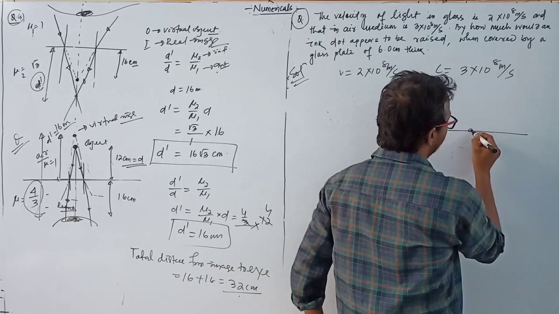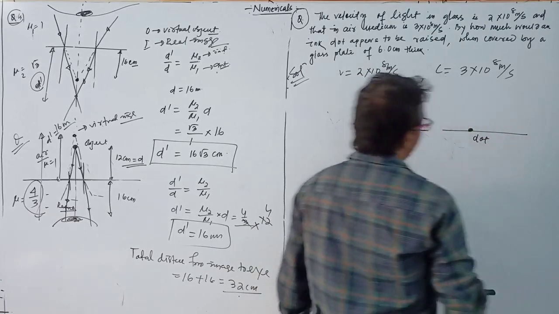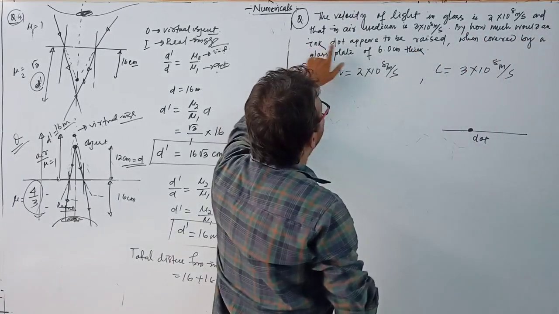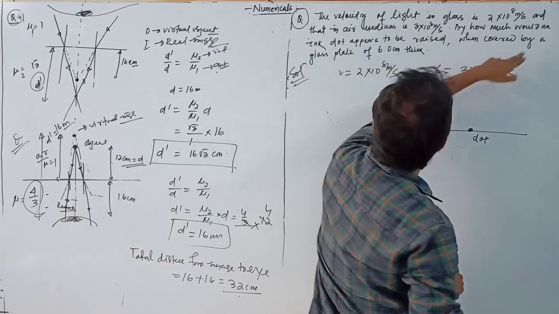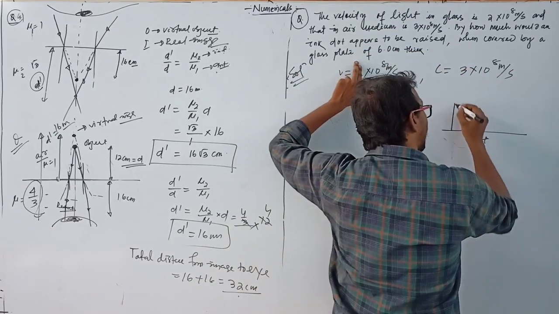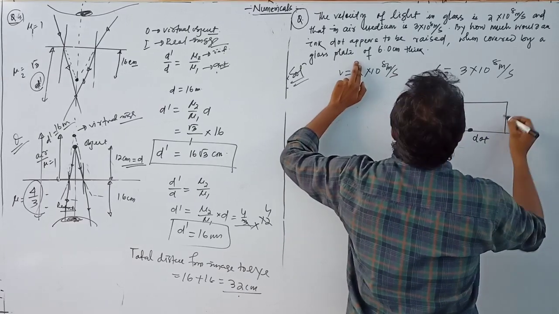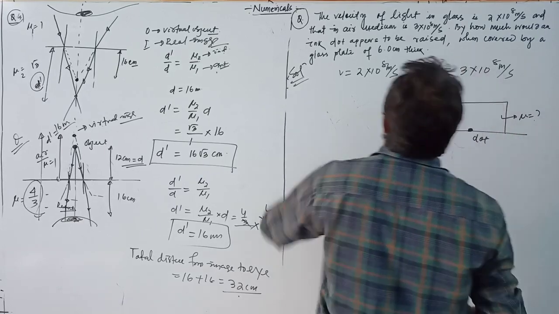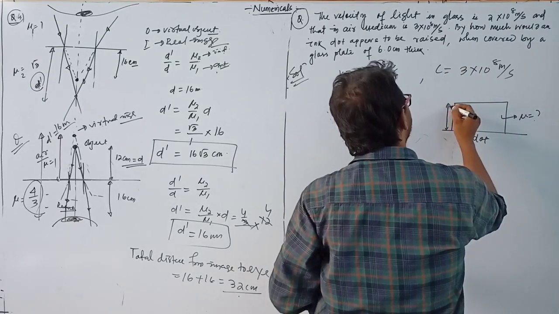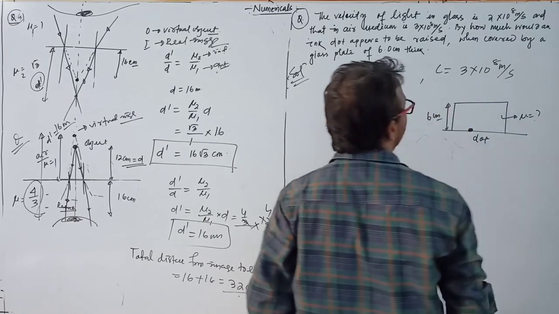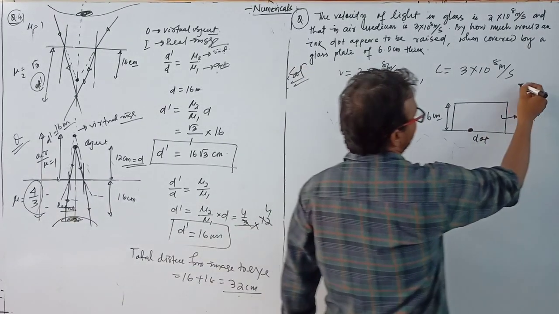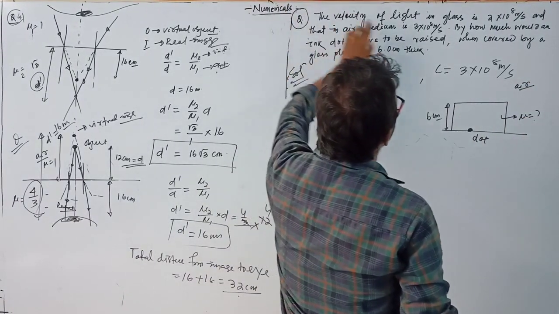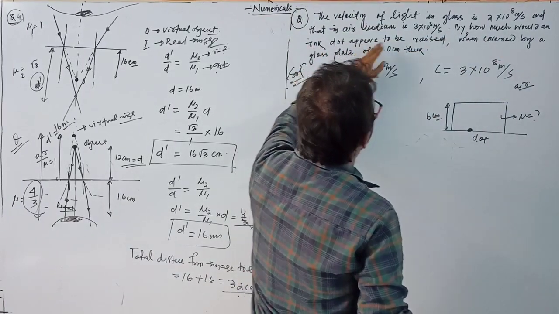That means there is an ink mark or dot point, and if we cover it with a glass slab, by how much would the ink dot appear to be raised? If we cover it by a glass plate like this, first we have to find its refractive index, then its thickness, which is 6 centimeter. So this is air medium and this is glass medium. Now we have to find by how much the dot appears to be raised.